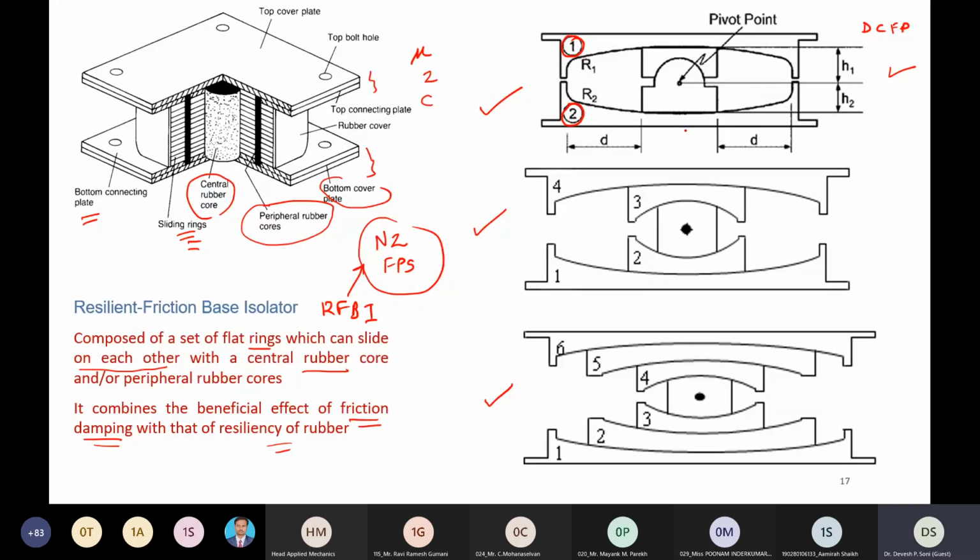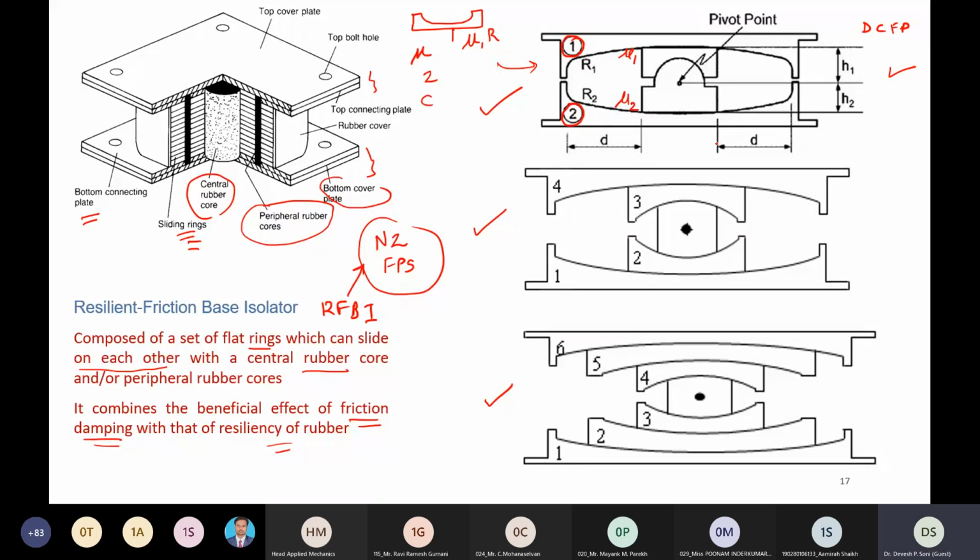The advantage of this system over the single sliding friction pendulum system is that we have more parameters. In a single sliding surface, we have only two parameters: coefficient of friction mu and radius of curvature r. Whereas here we have four parameters: radius of curvature of top surface r1, radius of curvature of bottom surface r2, friction coefficient of top surface mu1, and friction coefficient of bottom surface mu2. We have four parameters, so we can have better control over the seismic behavior of this structure. DCFP is the improved version of a single friction pendulum system. Later we will see that this particular isolation system is used in one of the buildings constructed in India.